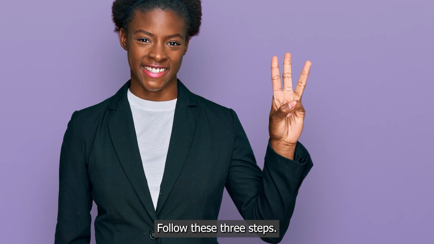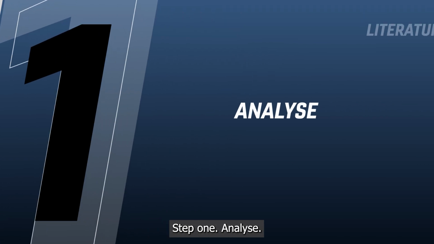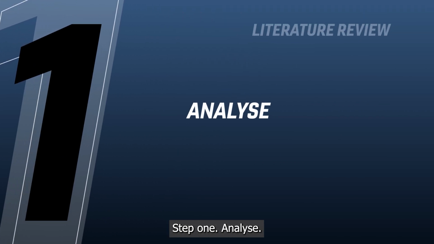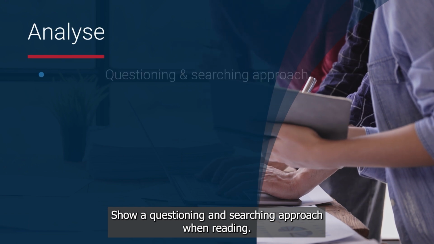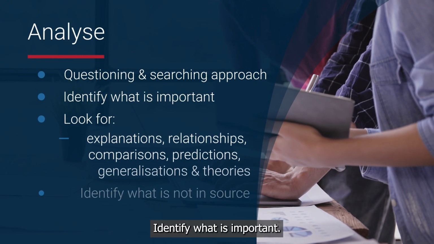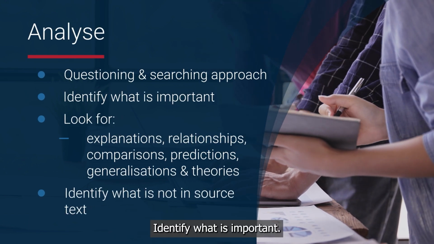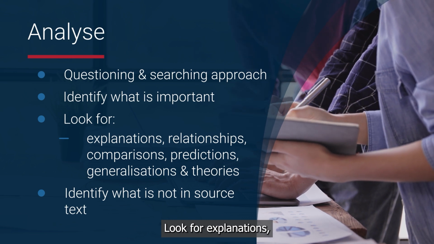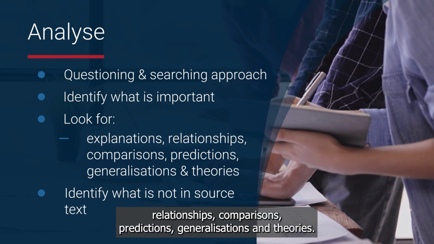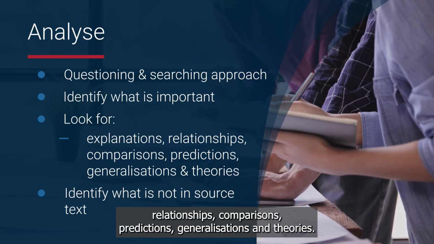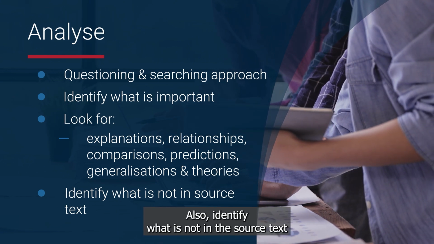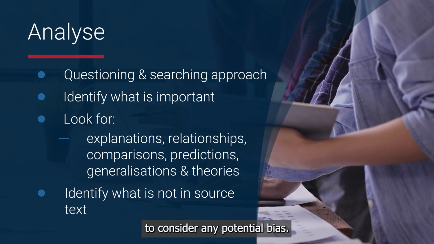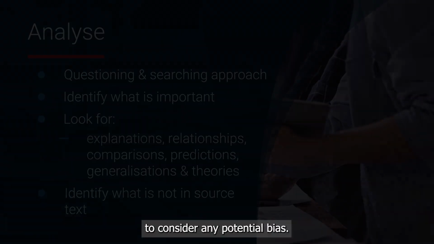Follow these 3 steps. Step 1. Analyze. Show a questioning and searching approach when reading. Identify what is important. Look for explanations, relationships, comparisons, predictions, generalizations, and theories. Also, identify what is not in the source text, to consider any potential bias.